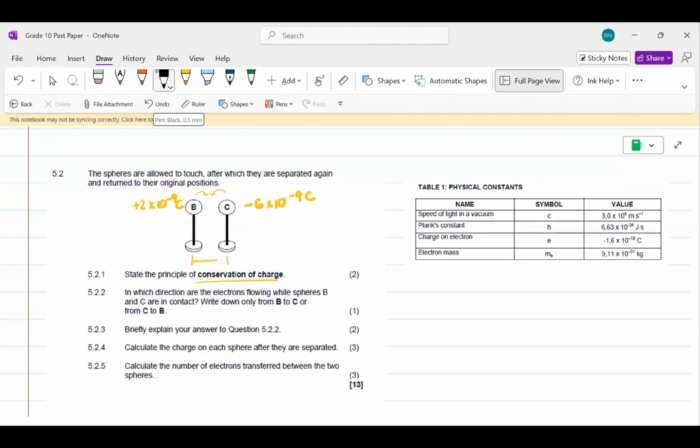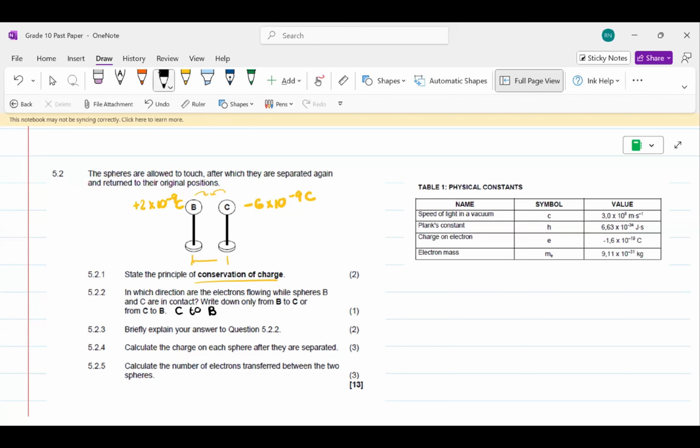Okay, they'll be moving from C to B because we said electrons travel from negative to positive. Okay, cool. So we'll know that they're moving from C to B. And then they say explain what happens there.